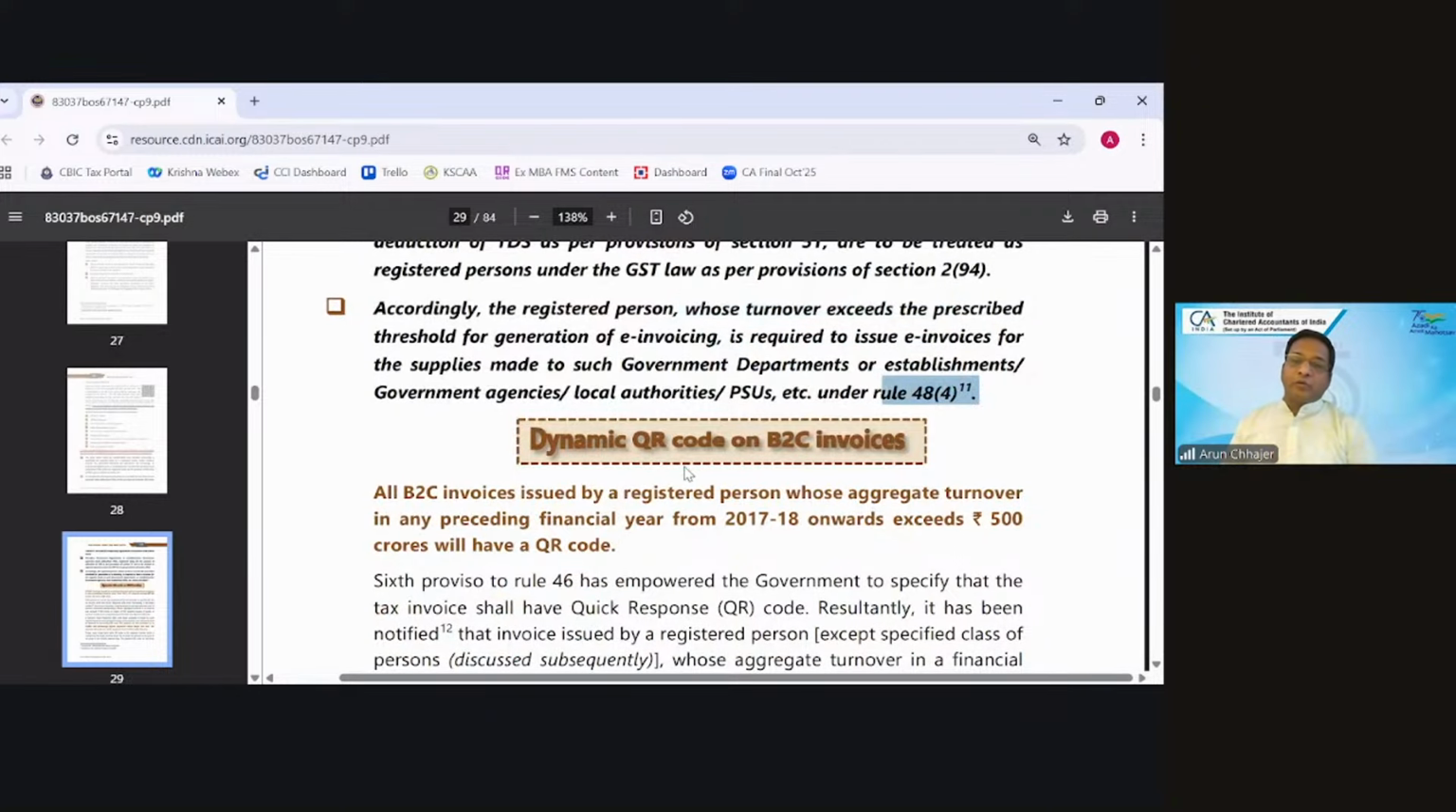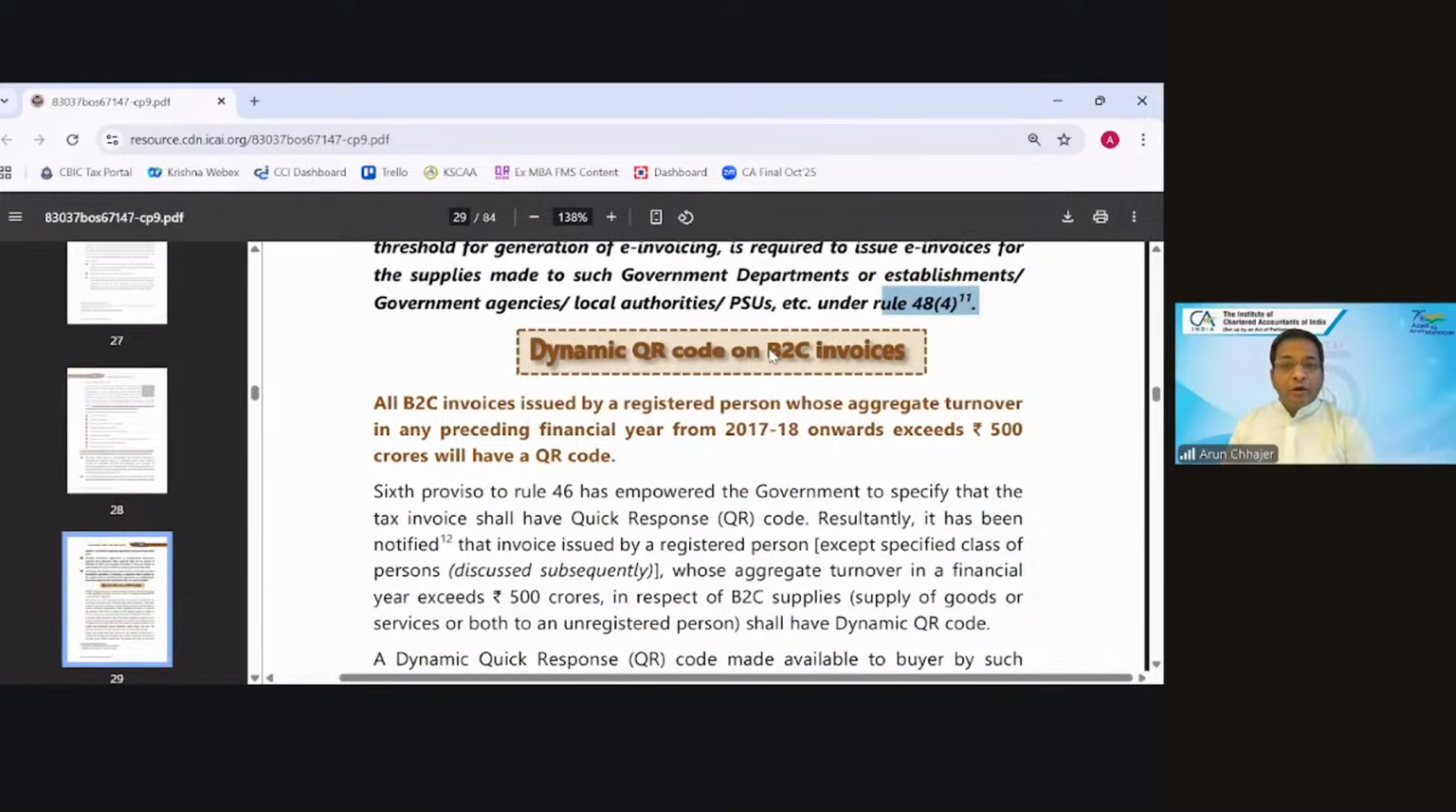What is the dynamic QR code? Is the dynamic QR code applicable on B2B supply? No. For B2B, normal e-invoicing is applicable. Other than that, the dynamic QR code would be applicable. Would the dynamic QR code be applicable on B2B? No. B2B के लिए आपने e-invoice बना दिया, export e-invoice बना दिया. For the B2C supplies, the dynamic QR code would be applicable. And as of now, they have kept the limit very, very high. If the turnover exceeds 500 crore, then the dynamic QR code is applicable.